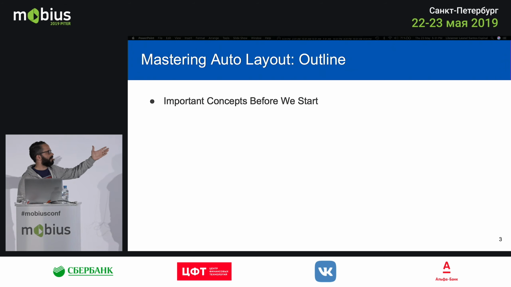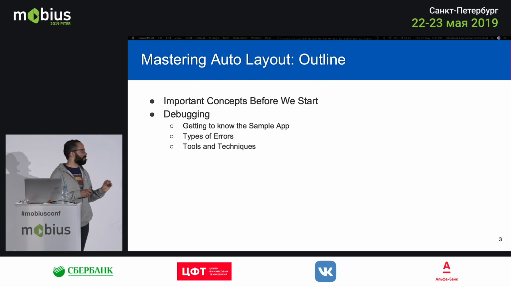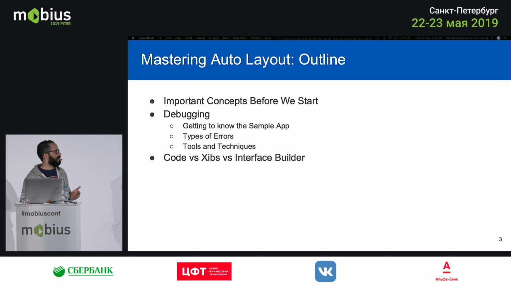First, we will start talking about some important concepts that we need to know. We will spend a significant amount of time talking about debugging. We will use an app that we will be working on right now, and we will solve a couple of bugs. Also, we'll talk about the types of errors you can find, and some tools and techniques you can use when you're working with auto layout.